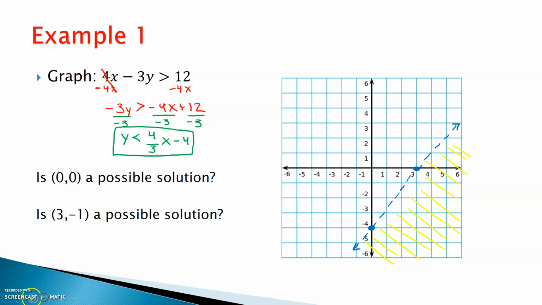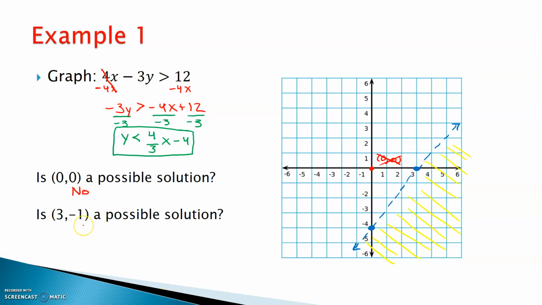All right, perfect. Now let's go ahead and talk about whether these 2 points are solutions, yes or no. If I take the first one, 0, 0, that's going to be at my origin right there. Notice it's not in the highlighted area. It's not where I shaded in, so we would say no, that is not a possible solution.